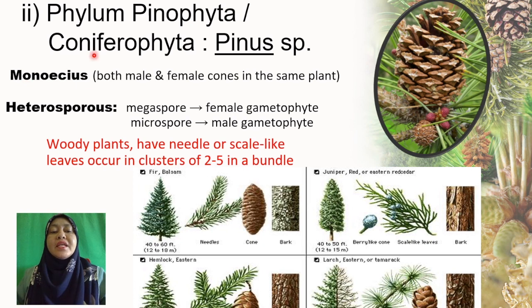Pinophyta or Coniferophyta, the example is Pinus species. They are monoecious, meaning both male and female cones are in the same plant, and they are heterosporous, so they have megaspores and microspores. These are the cones of the Pinus species. It's very unique.